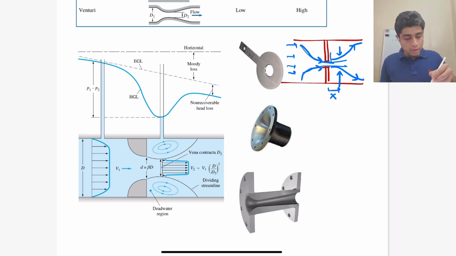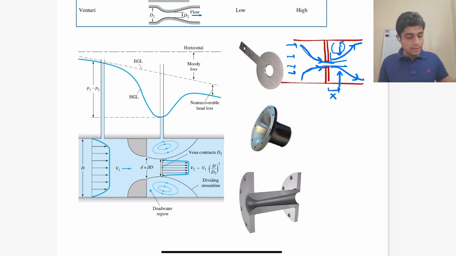Because of this, there is also a dead water region where the fluid is just circulating and is not moving forward. This dead water region is also highlighted in this diagram on your left. And because of this, the minor losses are huge.